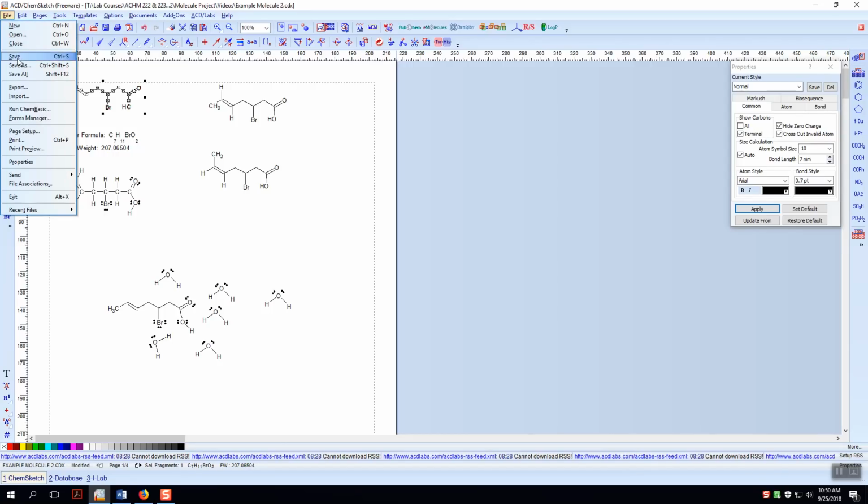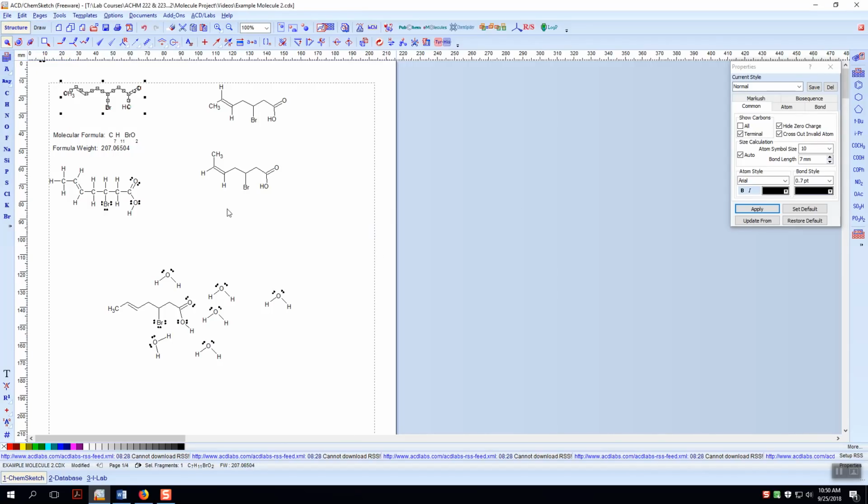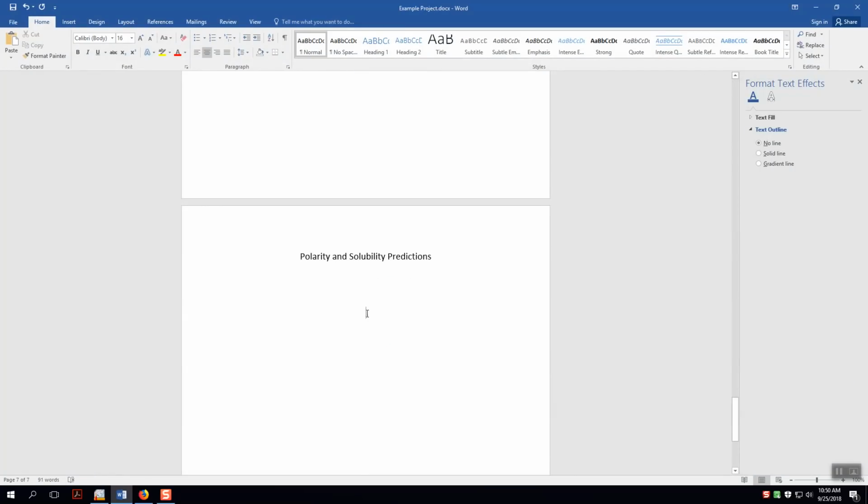I would again recommend you save this as you go. Having extra stuff, especially when you have multiple pages, is useful because if you ever need something, you can just grab it here and you don't have to redraw it.